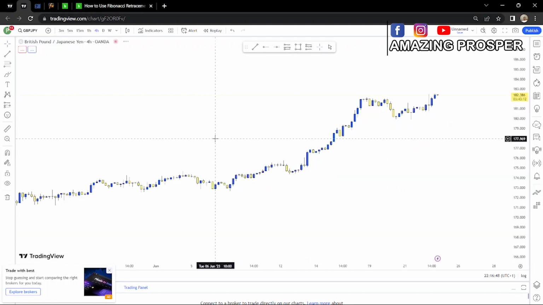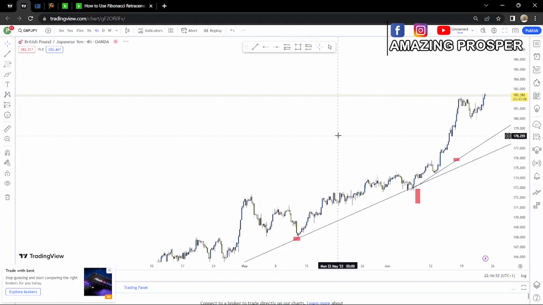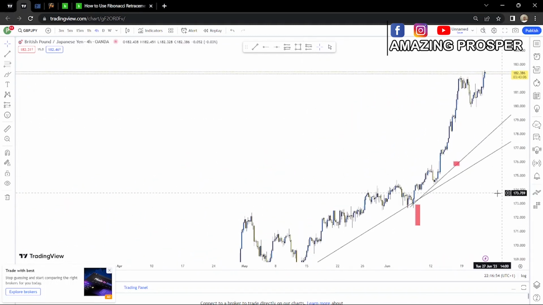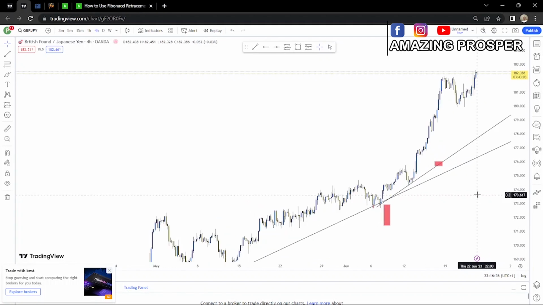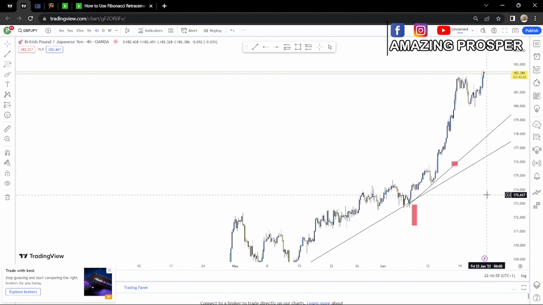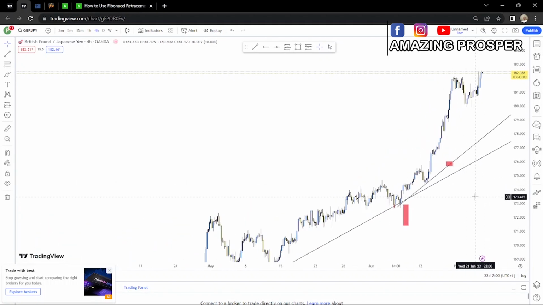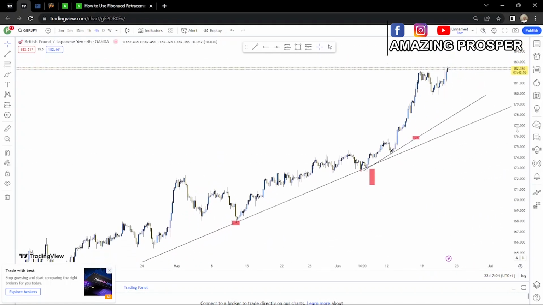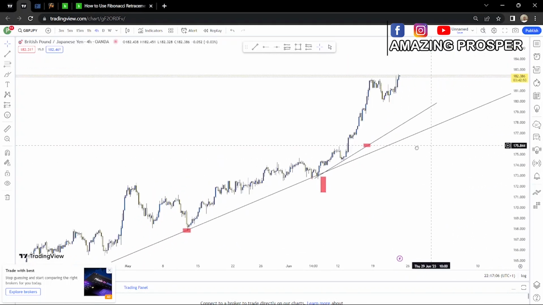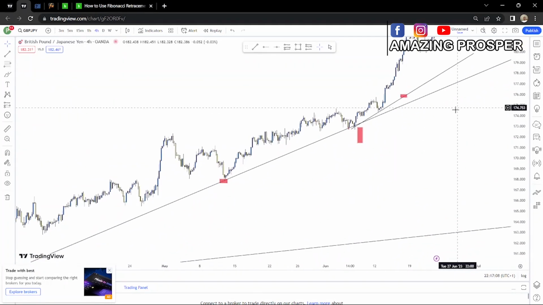So you have to understand that this forex market is dynamic. Sometimes the one that you think is working may not be the one working. It may change for some time and it will still come back and start working. So you have to be flexible when you are trading the forex market.